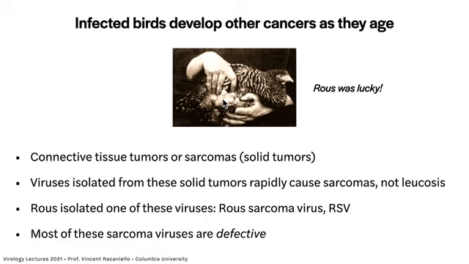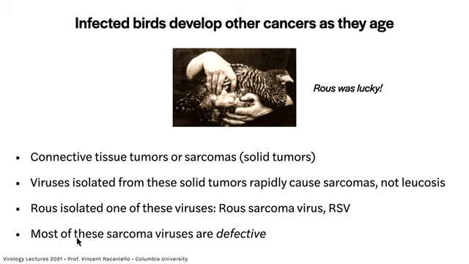And that now you understand why it's called Rous sarcoma virus. Rous is his name. Sarcoma is the kind of tumor. And as Rous showed, you can isolate viruses from these tumors, and if you inject them into chickens, they cause sarcomas. They don't cause leukosis. Rous actually isolated one of these sarcoma viruses, Rous sarcoma virus.